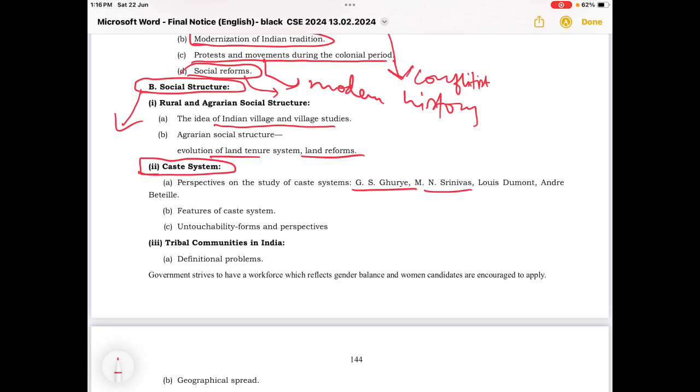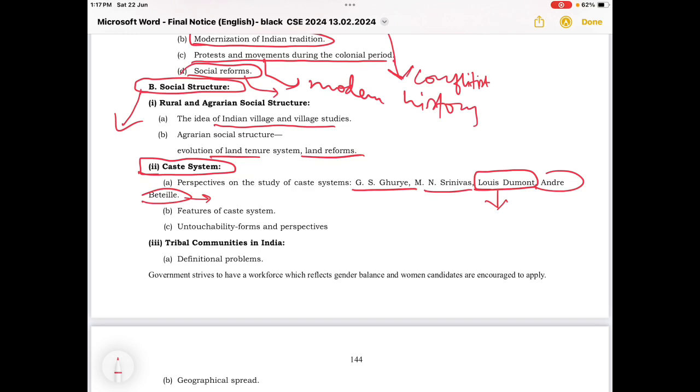Srinivas you will learn here. Louis Dumont is considered a Western thinker. Andre Beteille is also someone we will talk about. He has, in a lucid manner and very comprehensively, talked about the caste system.